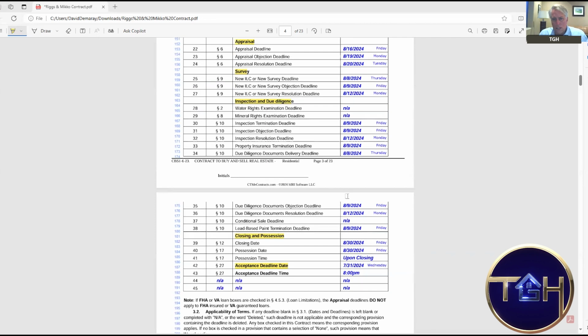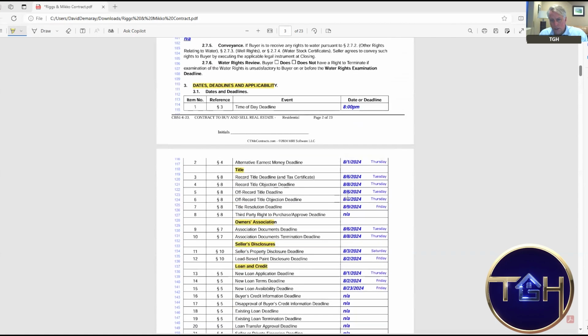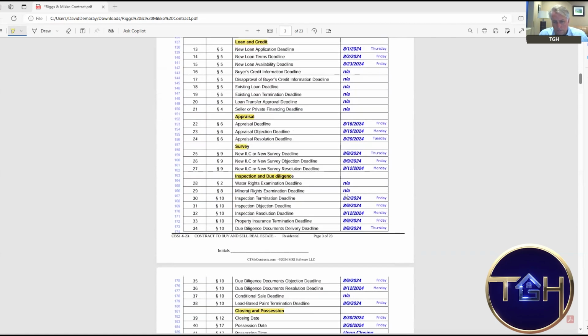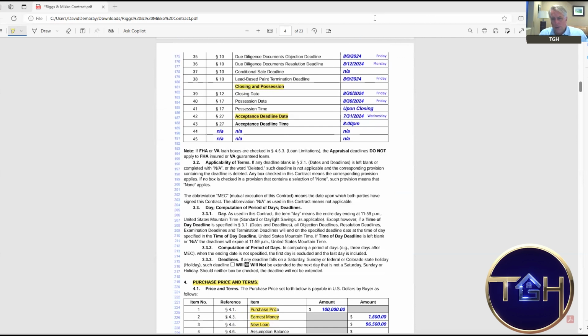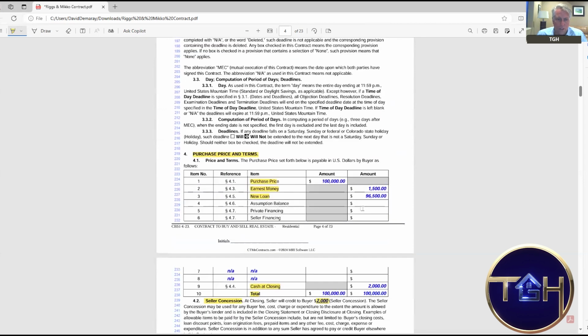So these are our dates and deadlines of the contract for Riggs and Miko. Generally speaking, it's about a one month closing time frame. So here's our closing date of August 30th. At the time of this recording, this is July 30th. So I put this as a one month close. That's fairly standard, fairly normal.